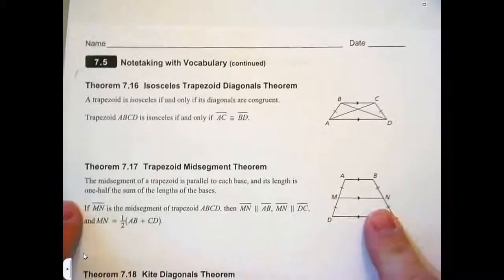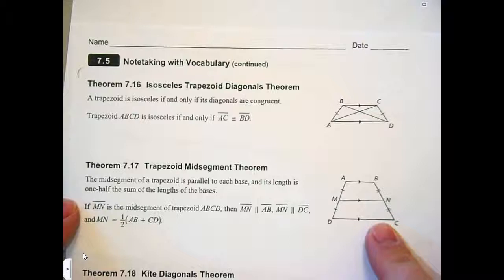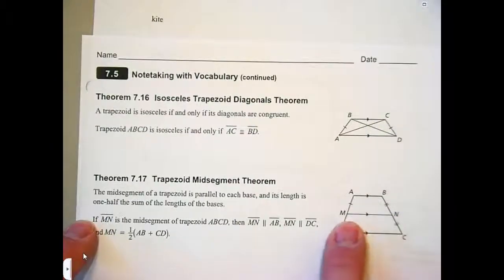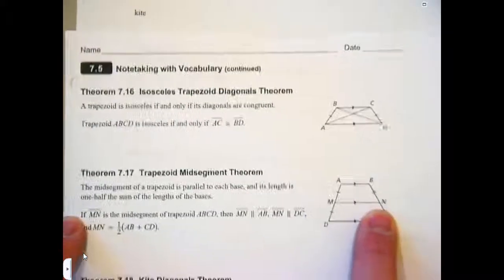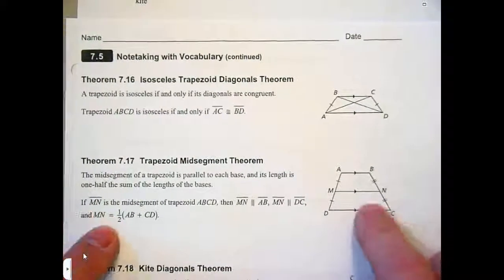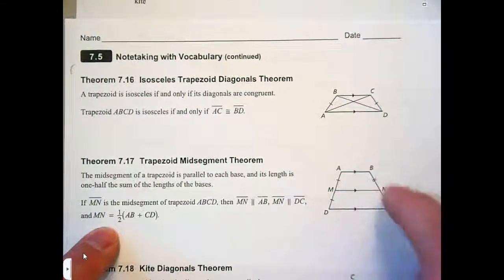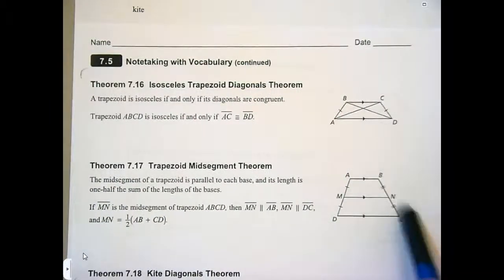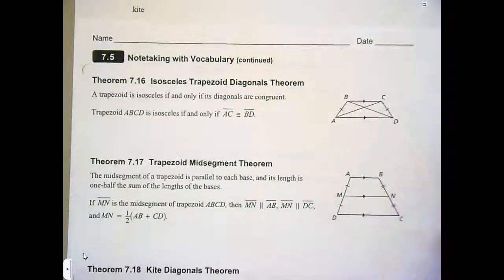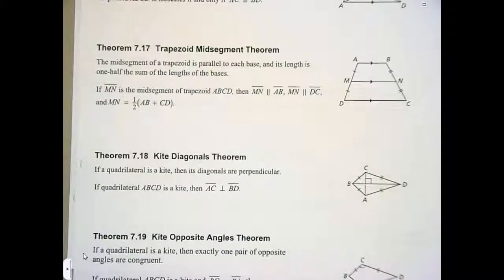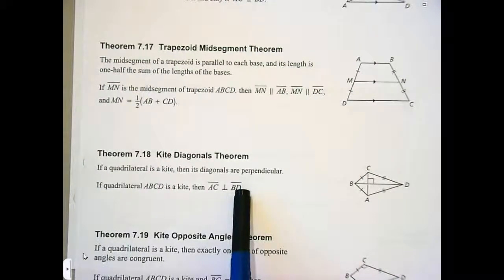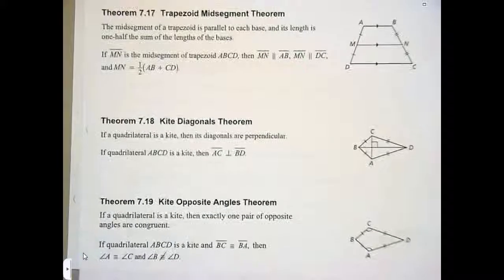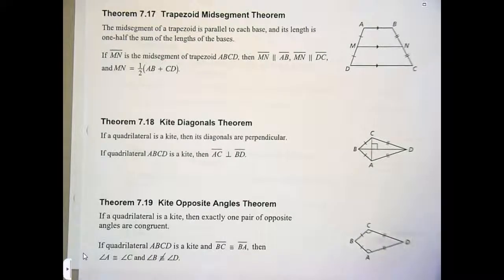Okay, how about mid-segment theorem? That's usually the one that gets most of us. Yes, mid-segment theorem. The mid-segment going from midpoint to midpoint is half of the sum of the two bases. So if we add this base AB to DC, take half of it, you get this length. And they're parallel. How about the diagonals for kites? Another one that crosses at a right angle, right? Okay, and then opposite angles theorem.